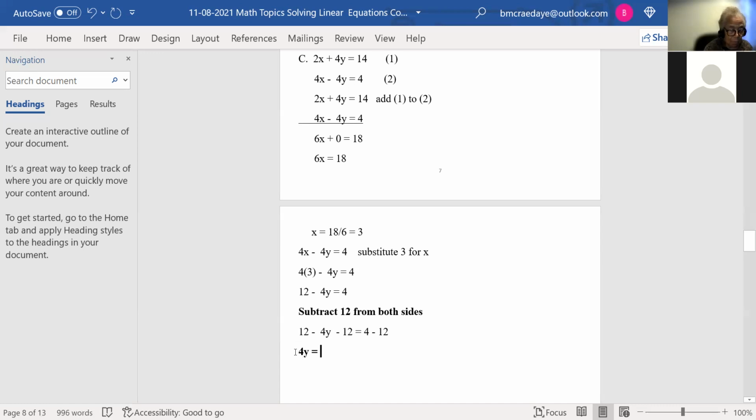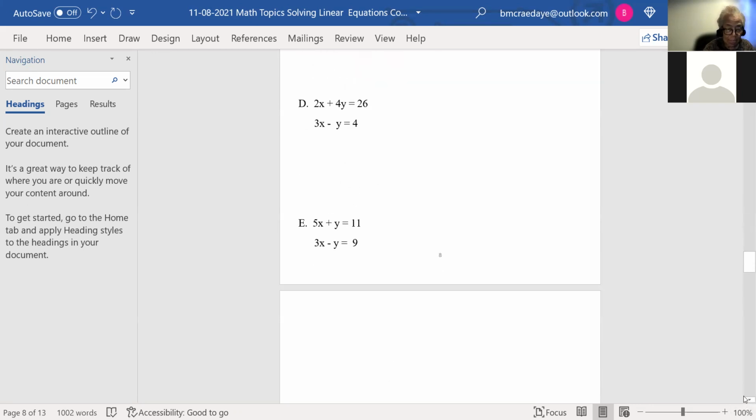Minus 8. That's right, minus 8. This is a minus 4y. Okay, so this is minus 8. So what's my answer? How do I get y? By dividing. Yes, dividing both sides by what? Minus 4. Divide both sides by minus 4. Okay. And what's the answer? 4 into 4, 1, 4 into 8, 2.